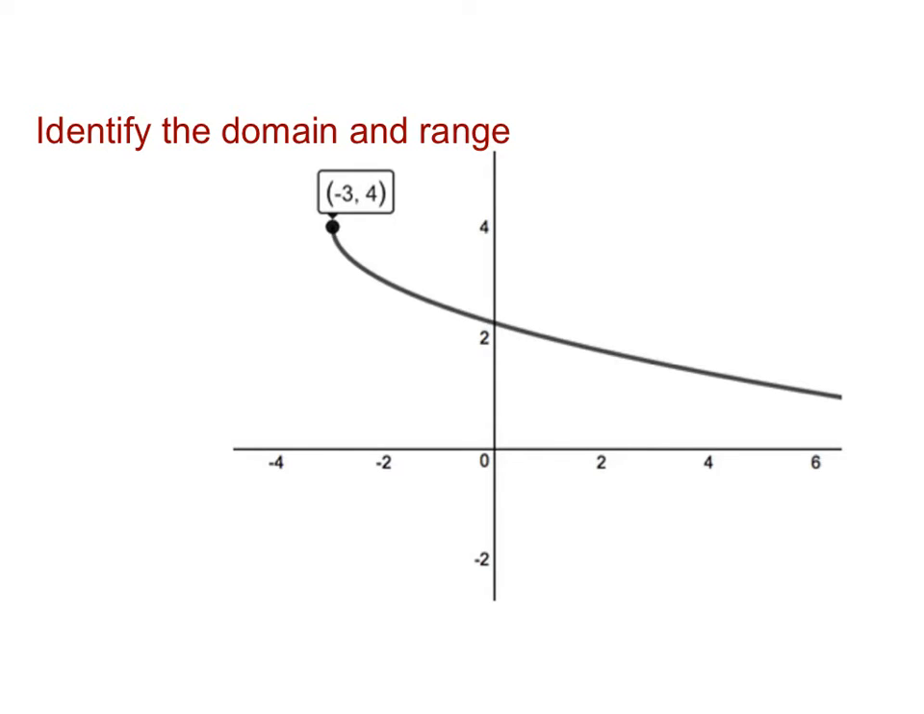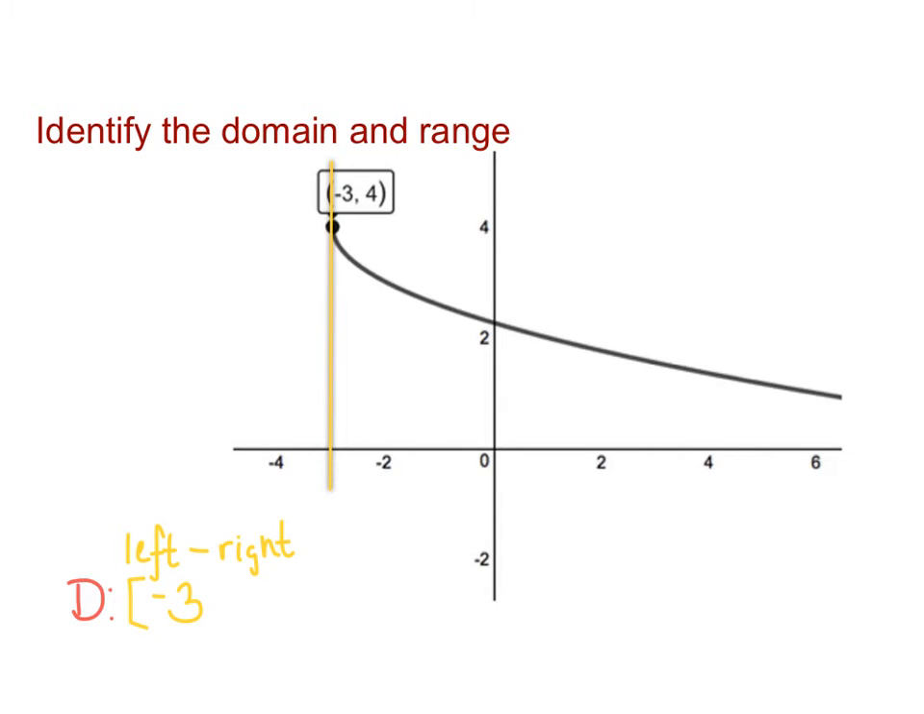When I'm looking for domain, I ask myself two questions. How far to the left does the graph go, and then how far to the right? My strategy is I take a vertical line and I move it from left to right until I encounter my first value. And I think, what is this x value? Well, this point happens to be labeled for me, and the x is negative 3. So my first domain value is negative 3, and I'm going to put a bracket here because it's a closed circle.